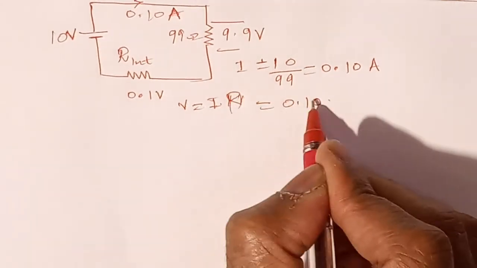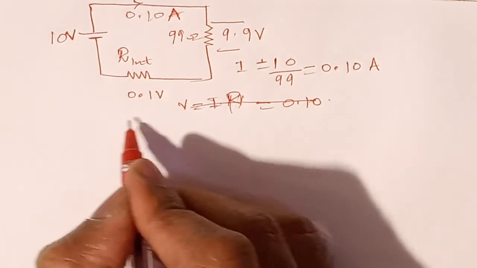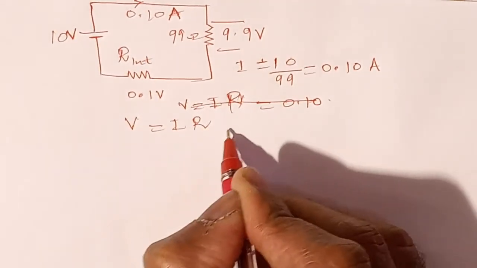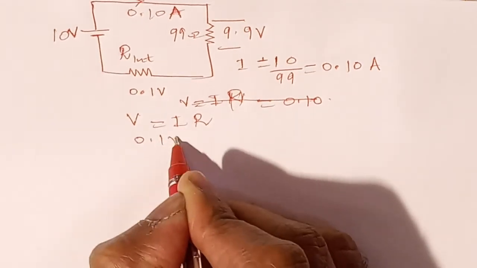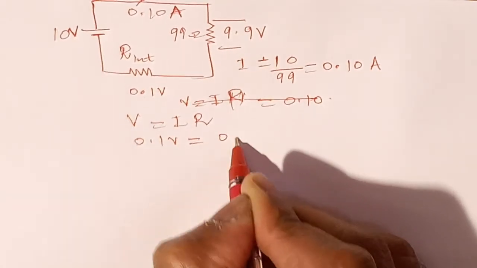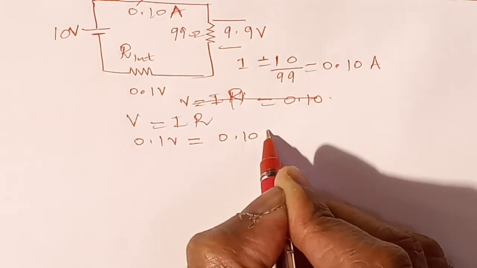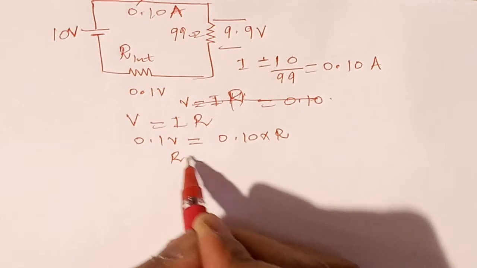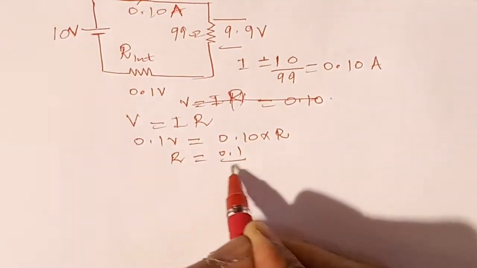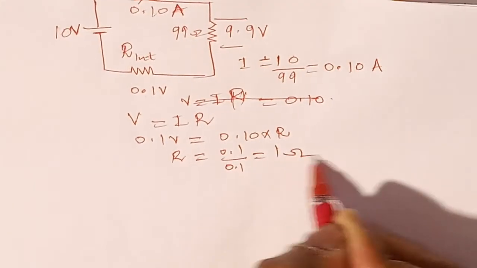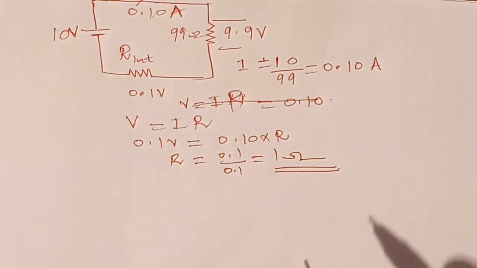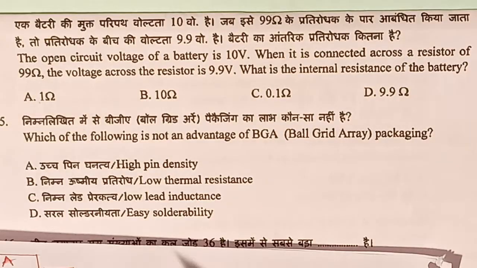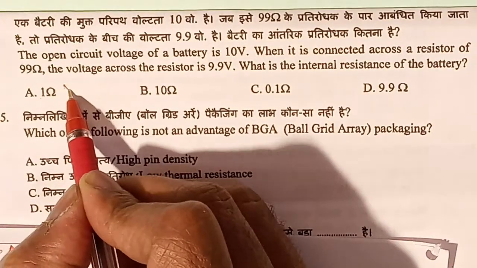V equals I multiplied by R. We know V equals 0.1 volt. I we also know is 0.10, multiplied by R. Now R is very simple. R equals 0.1 divided by 0.1. So it is equal to 1 ohm. So the answer is 1 ohm, option A.